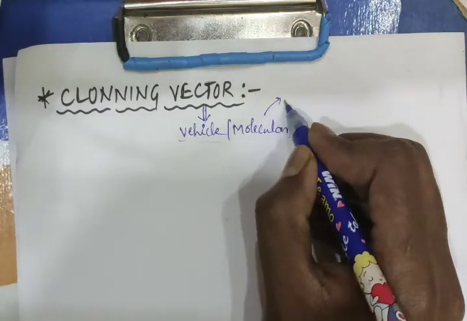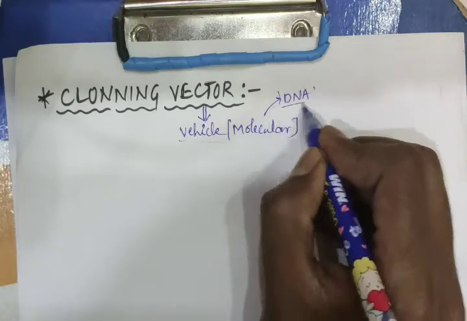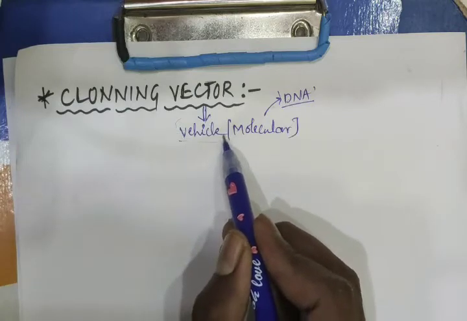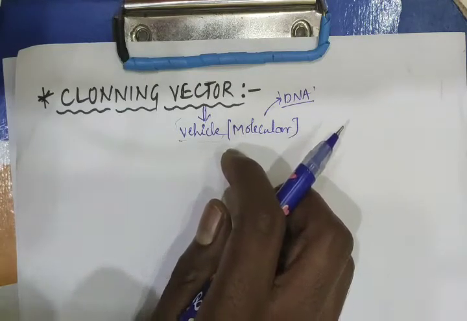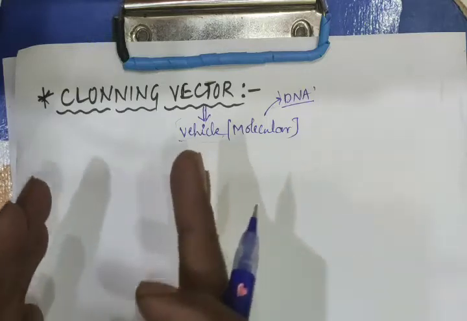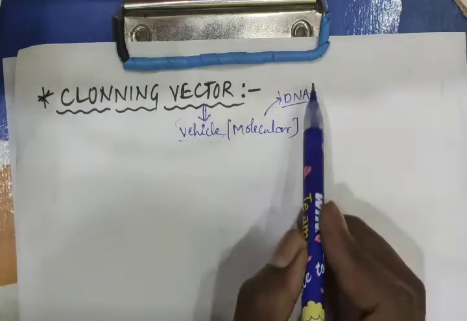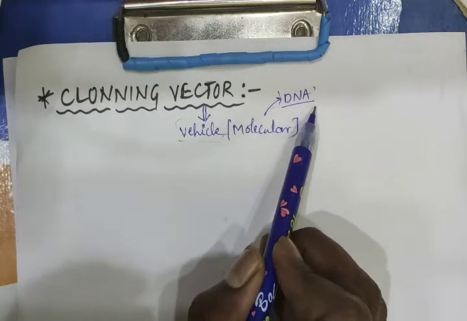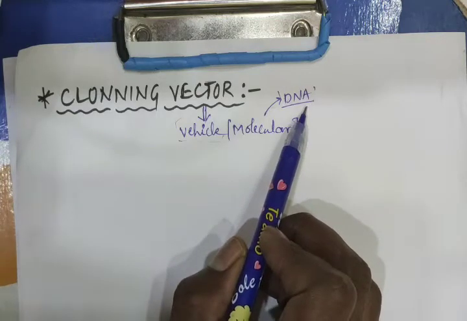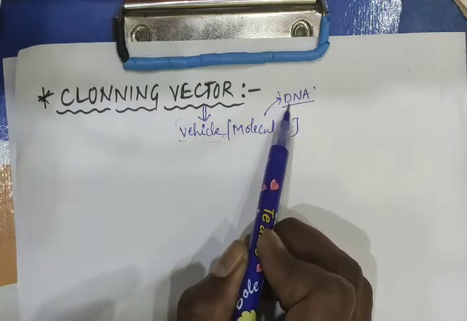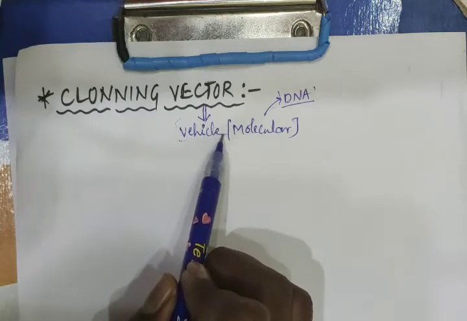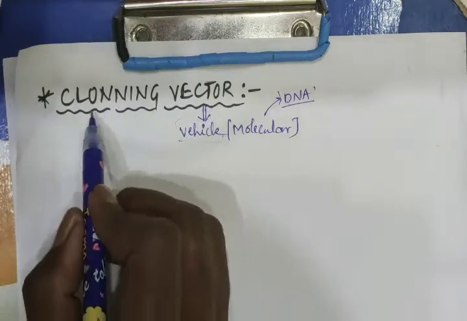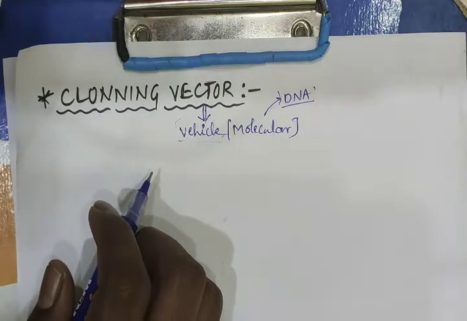What actually is that molecular vehicle? DNA. That molecule is DNA, and the DNA itself acts as a vehicle for transferring a suitable gene, or any desired gene, from one body to another body. This DNA is special and has some special features, and those special features help in the transferring of our desired gene. That means it is acting as a vehicle, and for that vector we use one more term, cloning vector.